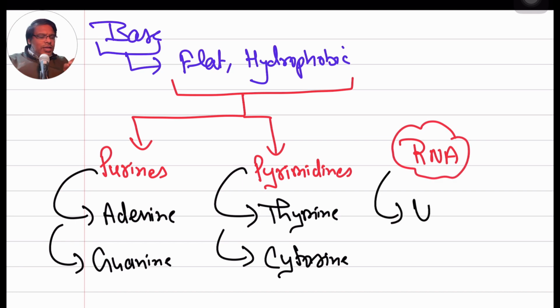Now here in the case of RNA, you are going to have uracil in place of thymine. Always remember in RNA, the sugar is ribose. And another important point, in RNA you are going to have uracil in place of thymine. So in RNA, you are going to see adenine, guanine, cytosine, and uracil. Hopefully all these points are clear to you.